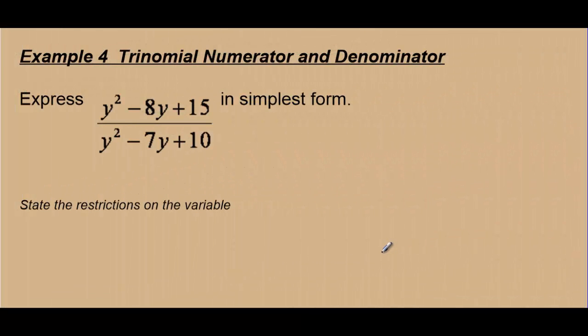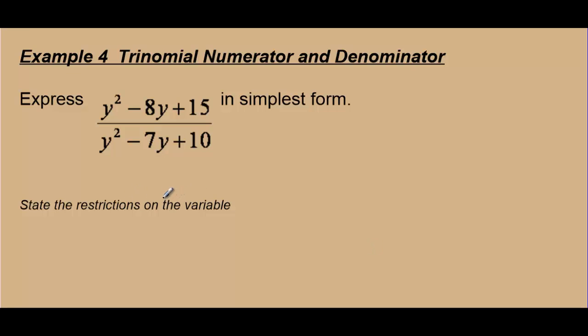Here's one final rational expression we'll look at for this lesson. Let's express y squared minus 8y plus 15 divided by y squared minus 7y plus 10 in its simplest form. And then don't forget to state the restrictions.